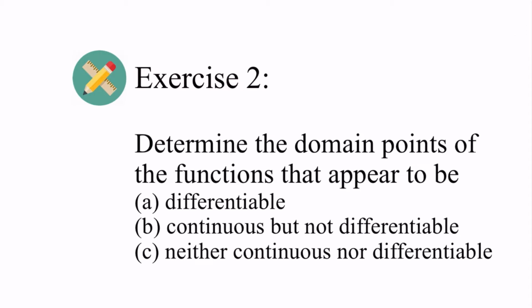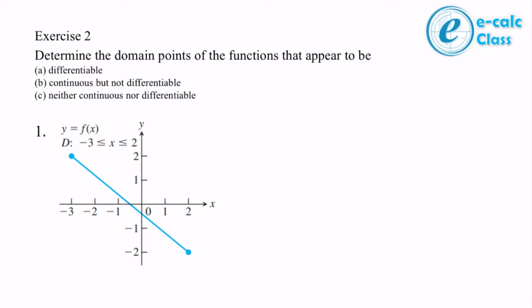Now we move on to the exercise. For this exercise, we need to determine the domain points of the function that appear to be differentiable, meaning have derivatives, continuous but not differentiable, and neither continuous nor differentiable. So it's a very simple exercise where you just have to determine the domain of it. Okay? If you look at this first function, the domain is from -3 to 2 inclusive. It is continuous throughout the graph, right? There is no crazy tangent line with positive infinity or negative infinity slope. There is no vertical tangent line. There is no discontinuity. There is no oscillation. Hence, it is differentiable throughout the domain.